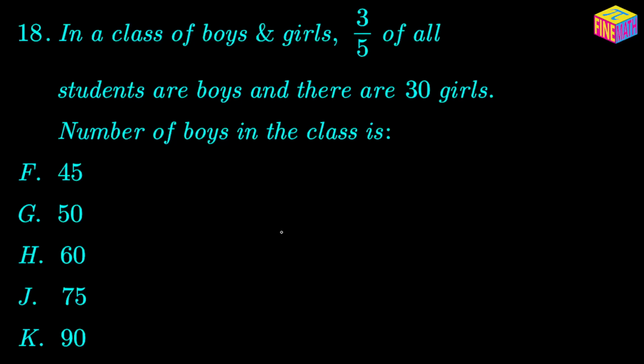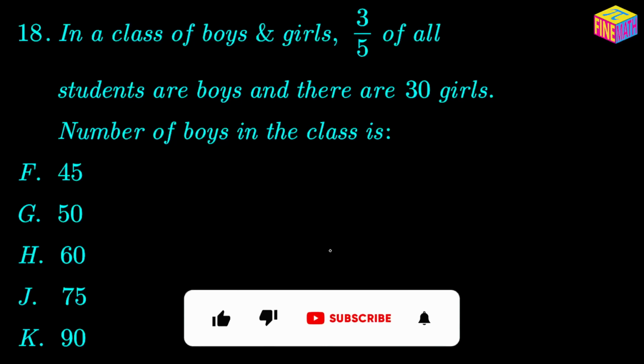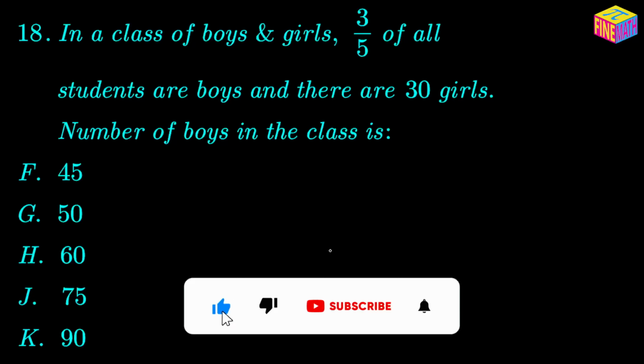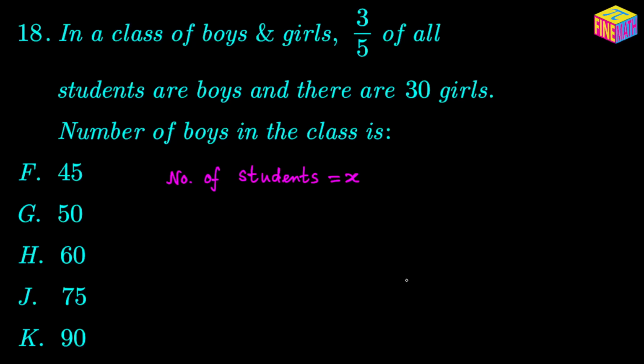Now let's assume that the total number of students in that class, meaning all boys and all girls together, is X. So how many boys do we have in that class? Well, we have 3/5 of all students. So the number of boys would be 3/5 of X. Can we write it like that? So number of boys is equal to 3/5 of X.